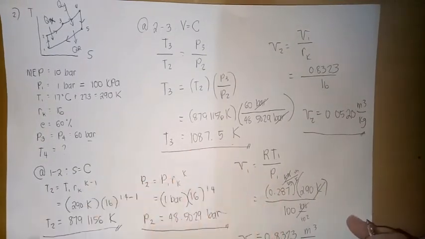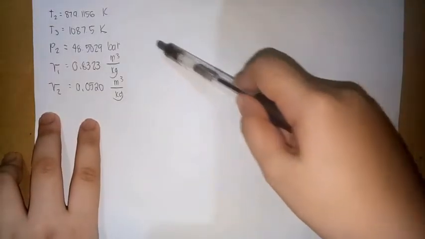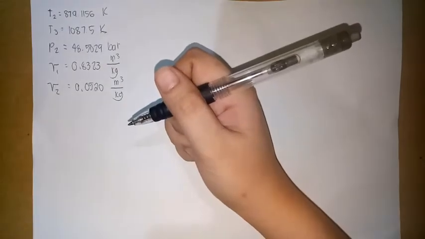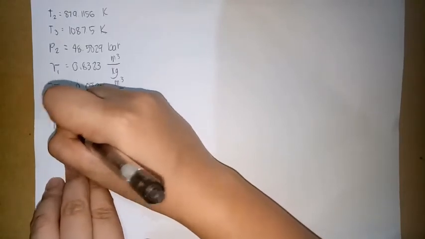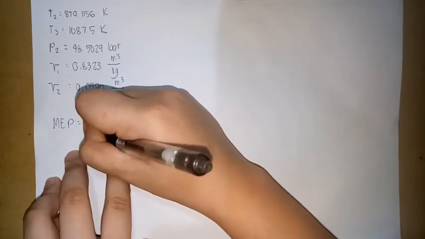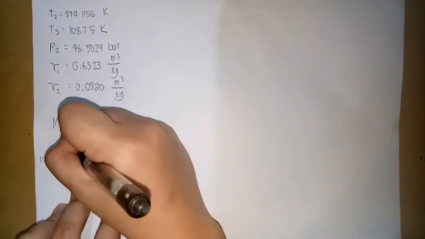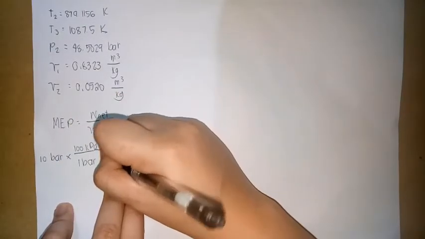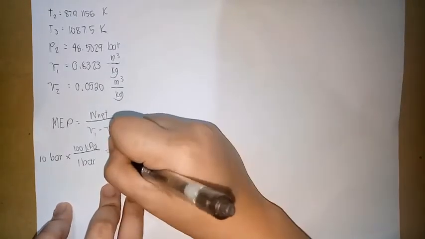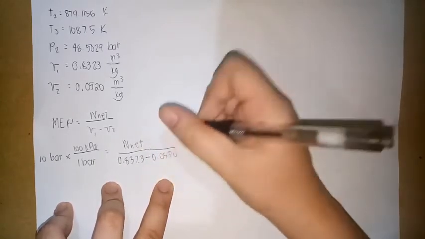Now, ang gagawin ko lang, ililipat ko lang tong mga values na to sa sunod na papel. Okay, so now nailipat na natin yung mga values na to sa isang malinis na papel. Solve na natin si work net. Paano po isosolve? So, meron tayong mean effective pressure is equal to work net over V1 minus V2. Dahil meron namang given na mean effective pressure which is 10 bar, so i-convert lang natin to into kilopascal. Again, 100 kilopascal is equivalent sa 1 bar. Equal sa work net divided by V1, 0.8323 minus V2, 0.0520 cubic meters per kilogram.